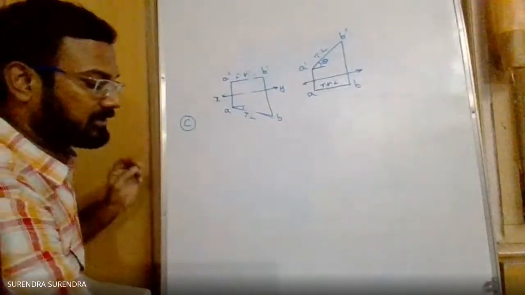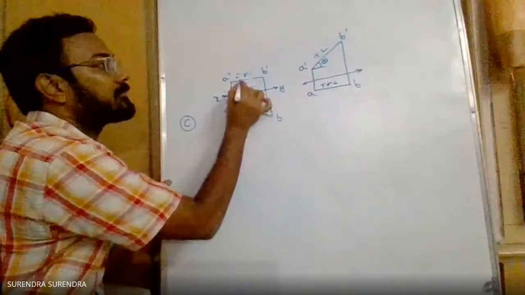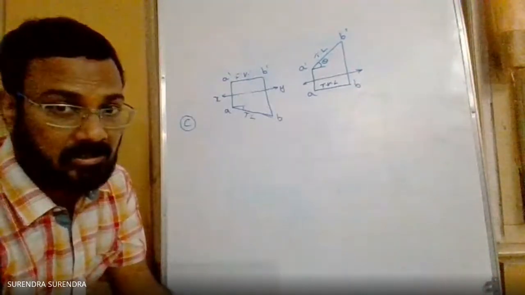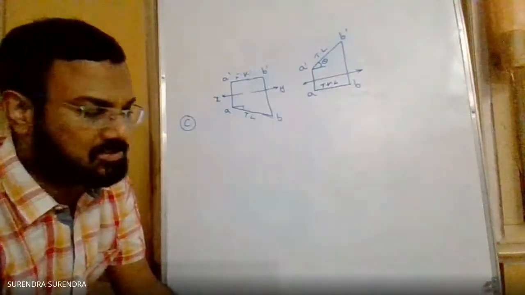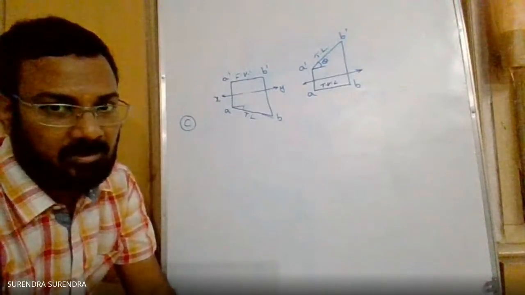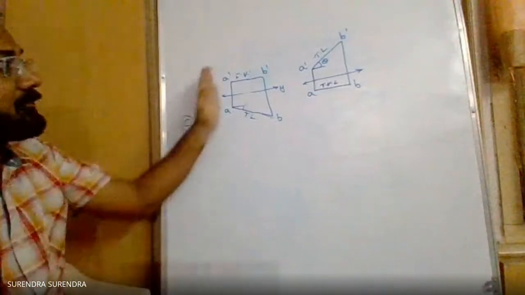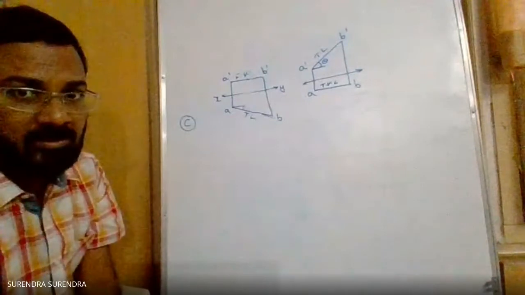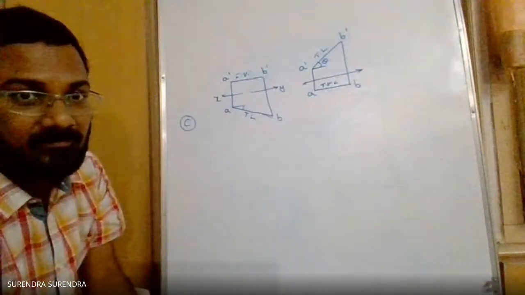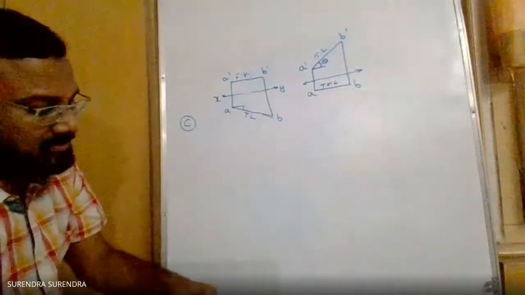Direct problem means these two problems which we solved just now, where directly the length of the line and the inclination are given, and the distance of one point from the horizontal plane or from the vertical plane is given. So for an indirect problem, if you observe, what are the various possible dimensions?